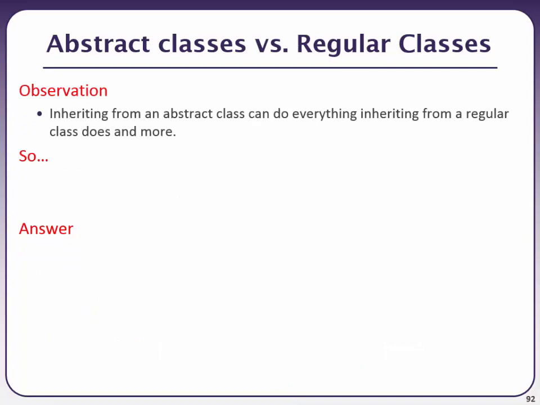What about abstract classes versus regular classes? These slides are trying to go back over all the combinations and make sure that we understand why there are so many features in Java. Try to eliminate the possibility of a feature that is redundant, or that we don't understand exactly why it's not considered redundant. So in this case, our observation is that inheriting from an abstract class can do everything inheriting from a regular class does. Same logic, right? Why do we have both mechanisms? Why do we have abstract classes and regular classes?